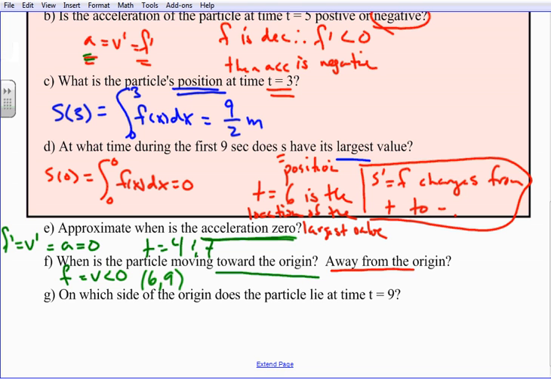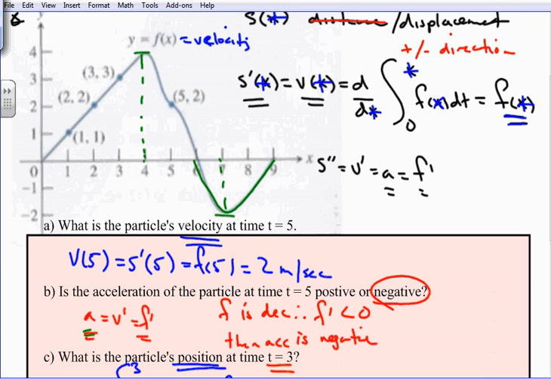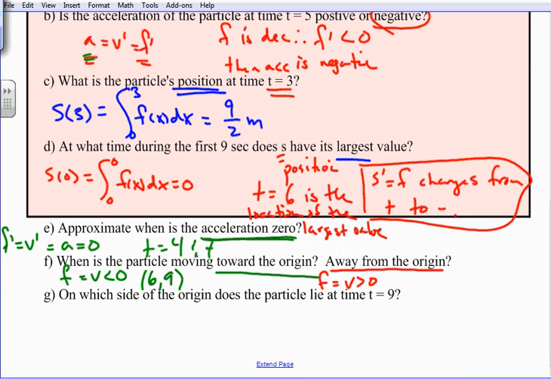When away from the origin, that is when the velocity is positive, so that's when v is positive. That's moving to the right, and when is that positive? Well, it appears from 0 to 6, that's when it's moving to the right.